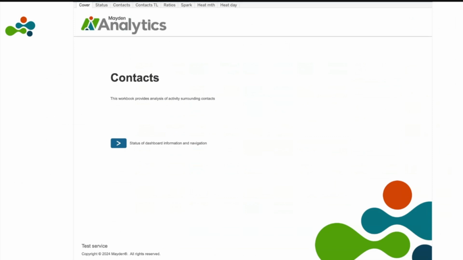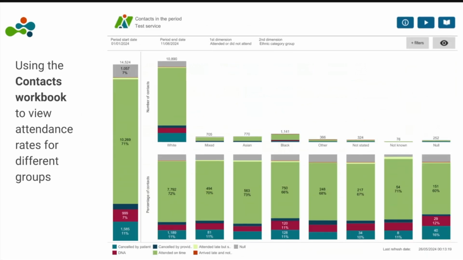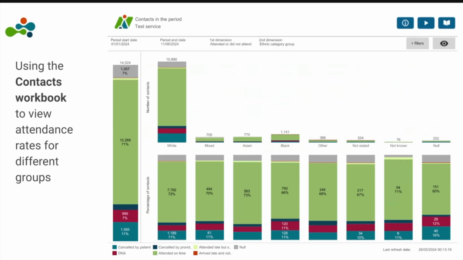Next up, a different workbook. We have the contacts workbook, which is specifically to look at the sessions that people have attended or not, and the volume of sessions. There's real application in here to health inequalities work, looking at attendance to identify any cohorts of patients where engagement is poorer.